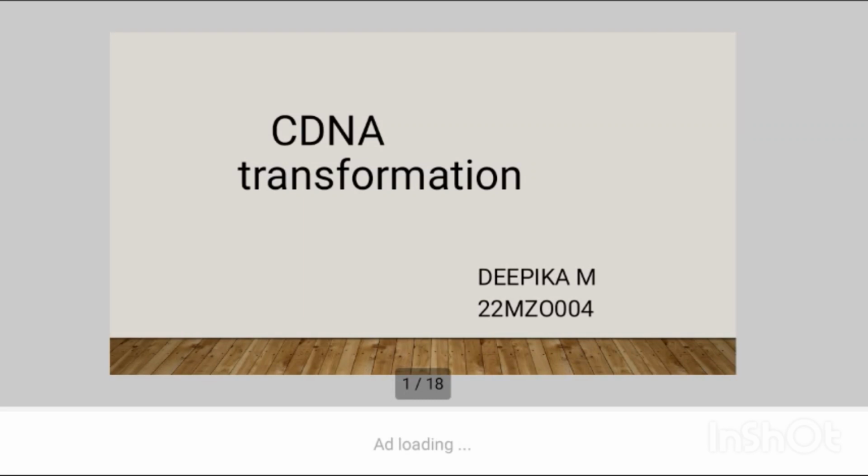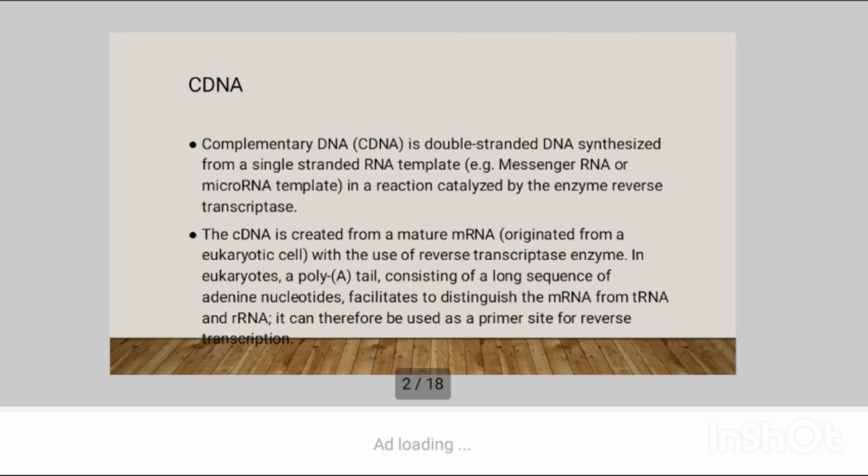In this video, we are going to see about cDNA transformation. cDNA is nothing but a double stranded DNA that's synthesized from a single stranded RNA template. In this reaction catalyst, we use reverse transcriptase as an enzyme.